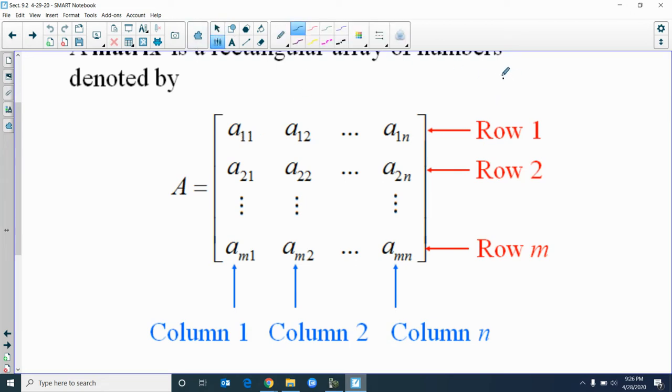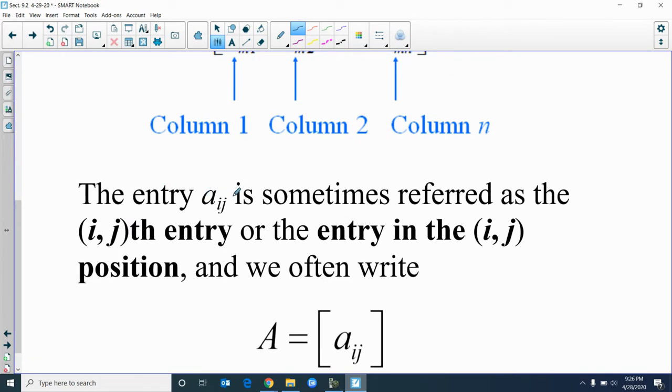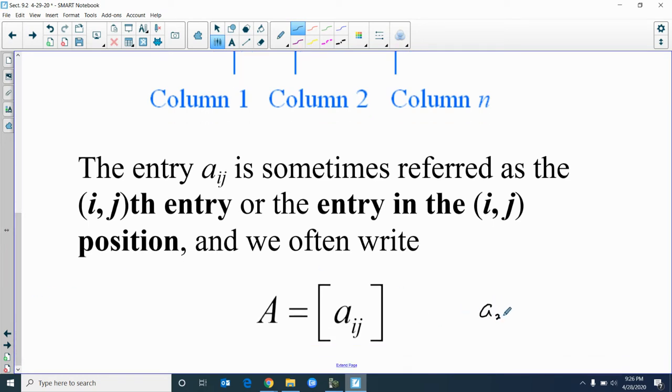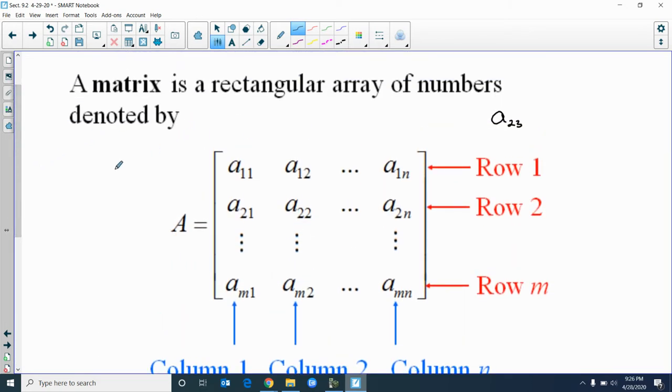So if you see A2,3, it is the second row, the third column. It is the number in that position. The entry a_ij, like we just talked about, is referred to as the ijth entry, and that would be like the A2,3. Also with matrices, we talk about the dimensions. Is it a 2 by 3? Is it a 3 by 4? Is it a 1 by 3? The first number is the row, and the second number is the column.